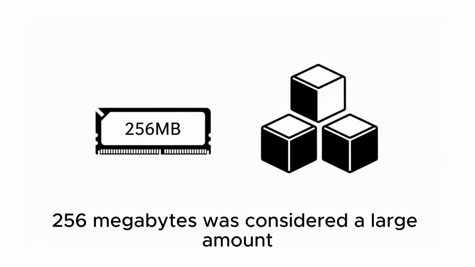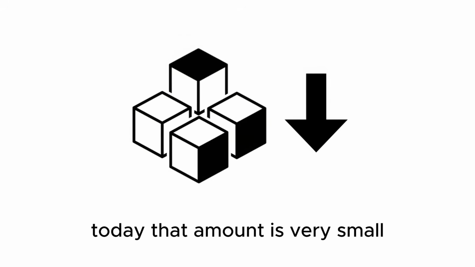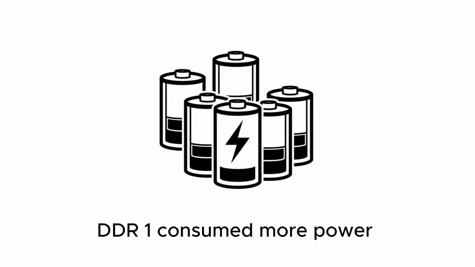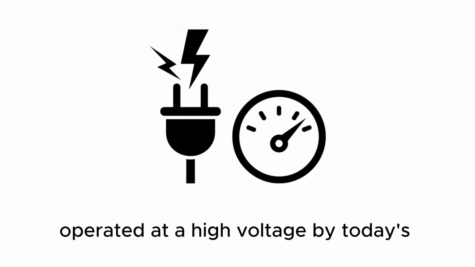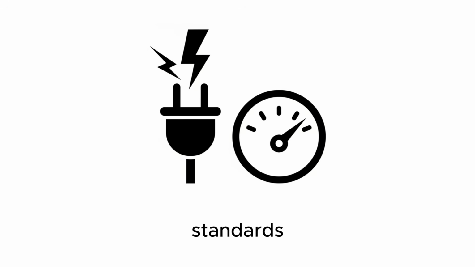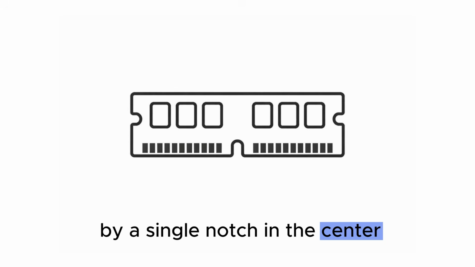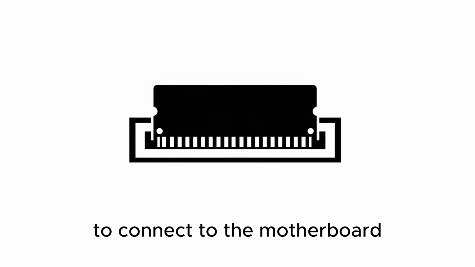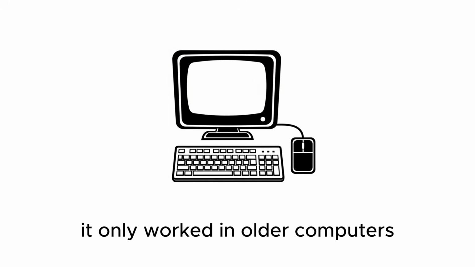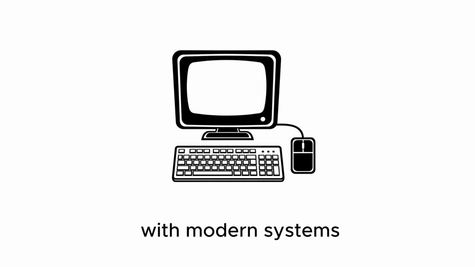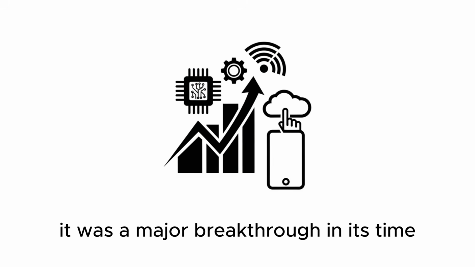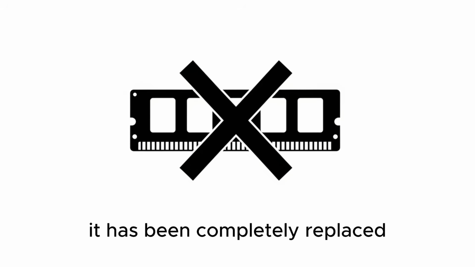At the time, 256 megabytes was considered a large amount. Today, that amount is very small. DDR1 consumed more power than modern memory, operated at a high voltage by today's standards, and generated more heat during use. It could be identified by a single notch in the center and used pins to connect to the motherboard. It only worked in older computers and is not compatible with modern systems. It was a major breakthrough in its time, but today it has been completely replaced.